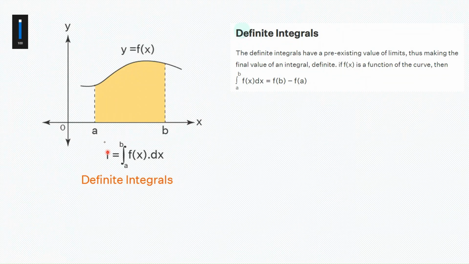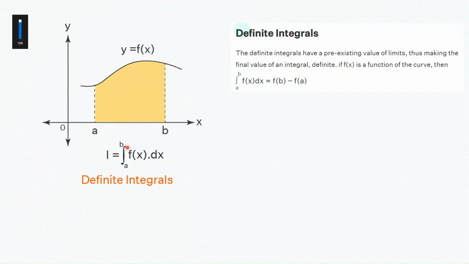So the area under this particular curve bounded by the region of a and b on the x-axis is written down as the integral from a to b of f of x dx. Is that clear? I hope this is clear, and let's move on.